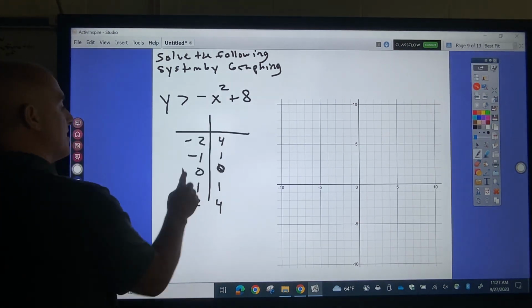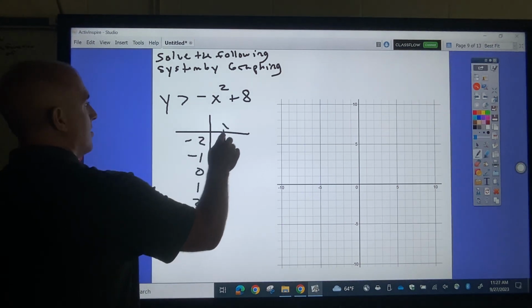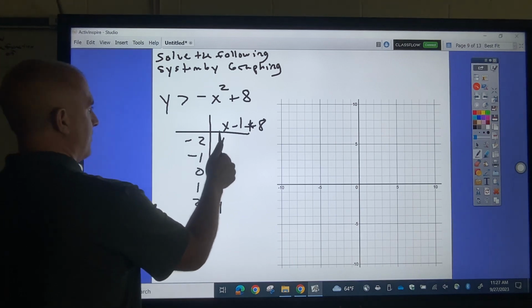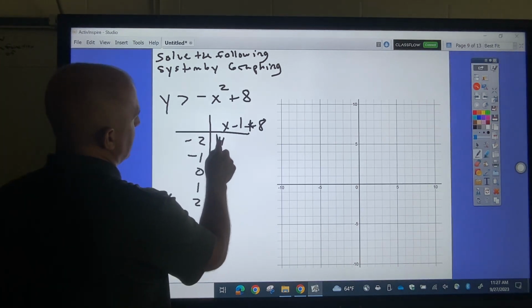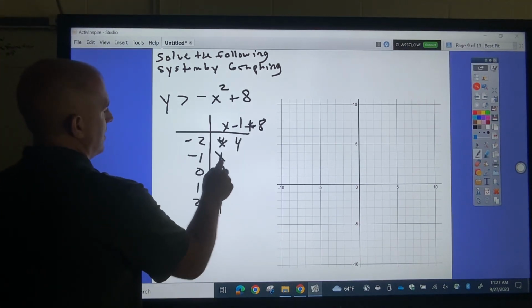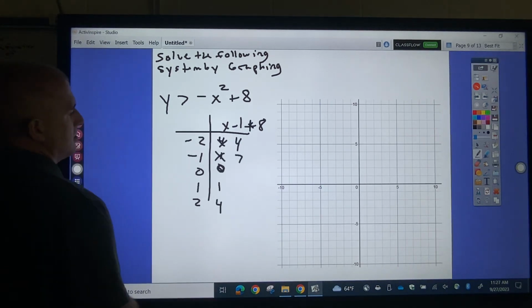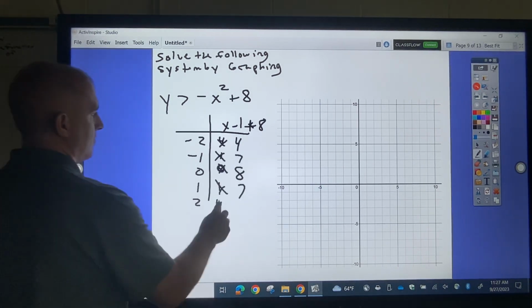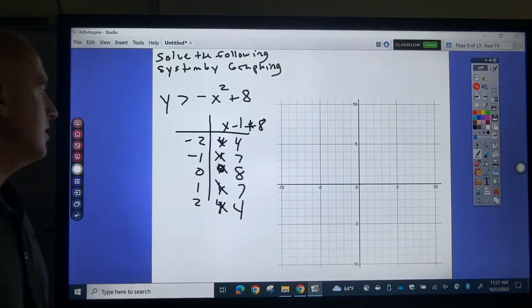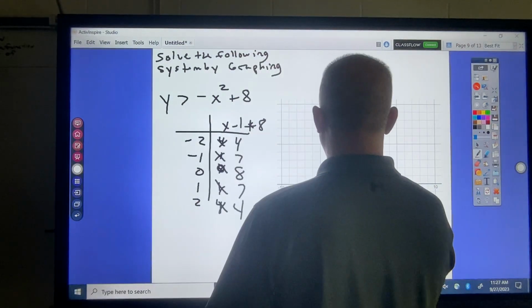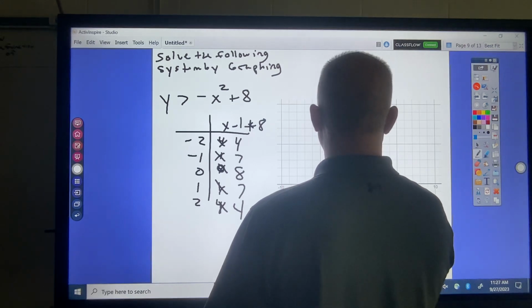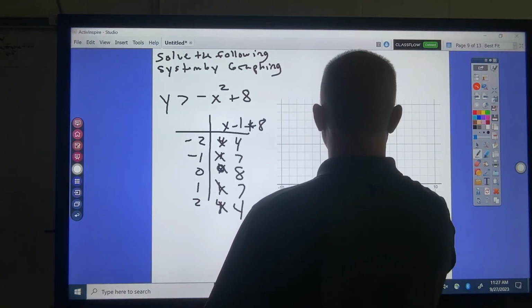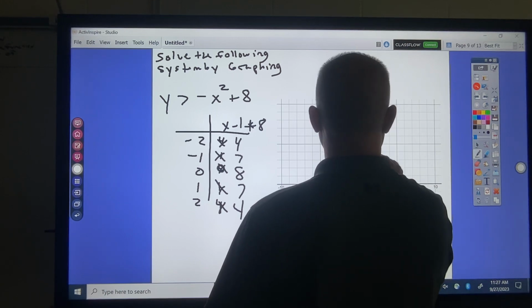Okay, there's no inside, so this is going to stay here. Multiply by -1 and add 8. So -4 plus 8 would be 4, 7, 8, 7, 4.